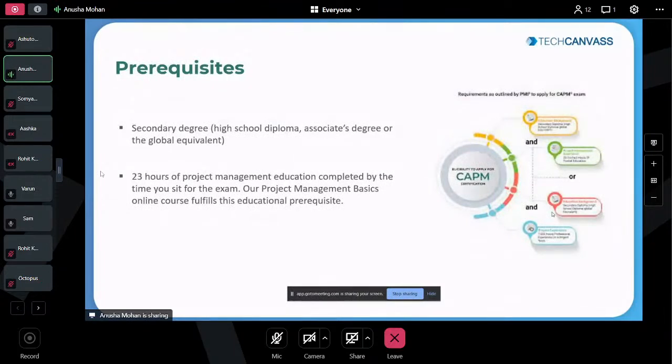One is a secondary degree, which can be any high school diploma, your associate degree, or global equivalent. If you're BTech, BA, it's any degree. You should have a secondary degree and 23 hours of project management education completed by the time you sit for the exam. So you just have to have two prerequisites. One is a secondary degree. The second one is 23 hours of project management education.